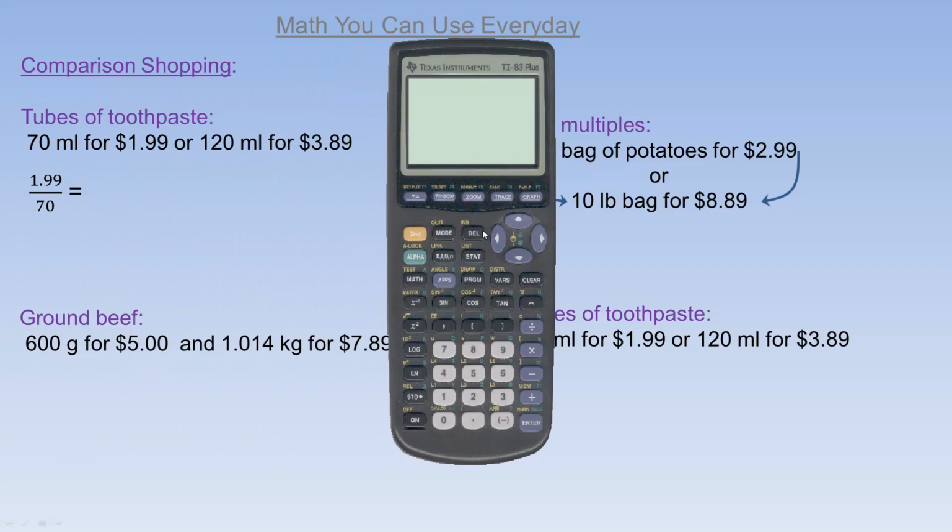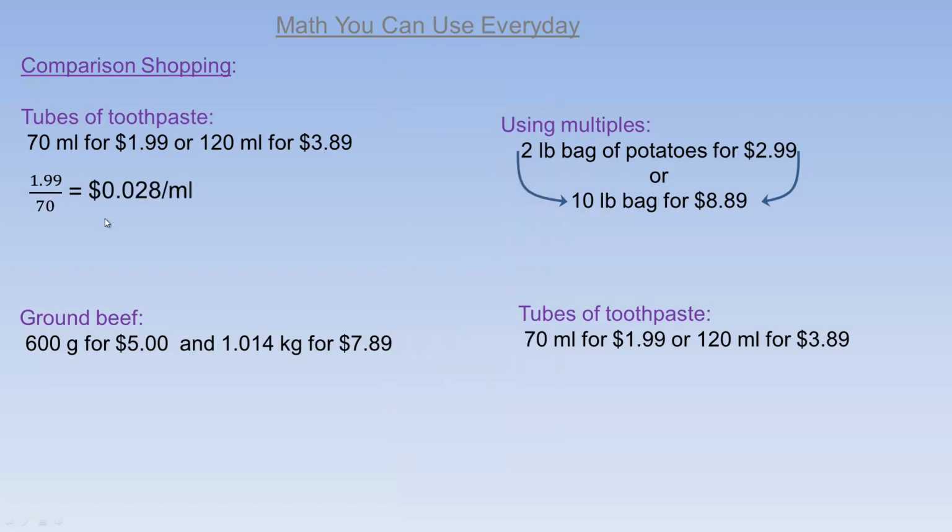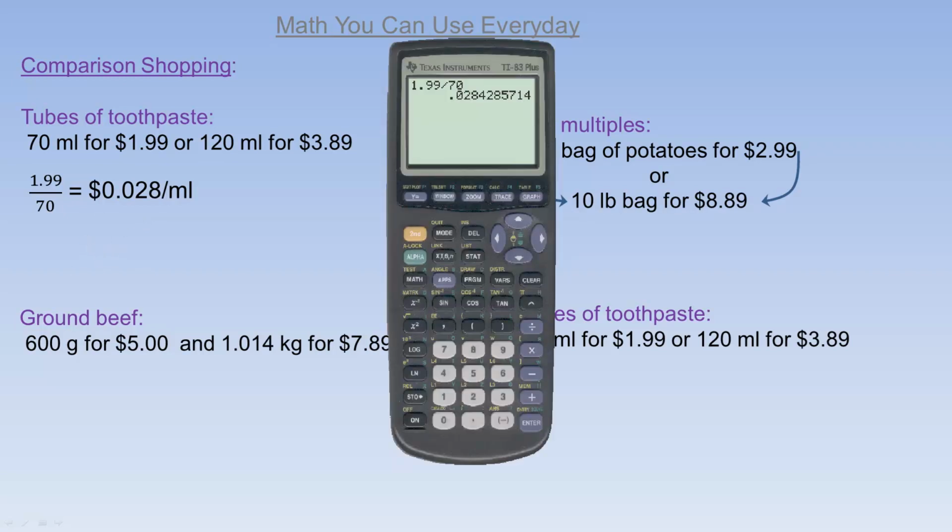So, bring my calculator over here. $1.99 divided by 70, so 0.028, so that would be dollars per milliliter. It's about 2.8 cents if you want to think about cents per milliliter. So let's do the other one. Bring the calculator back here.